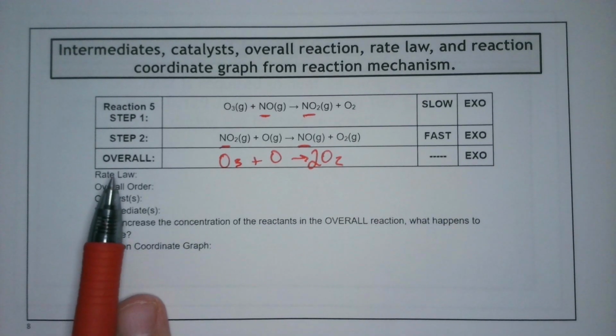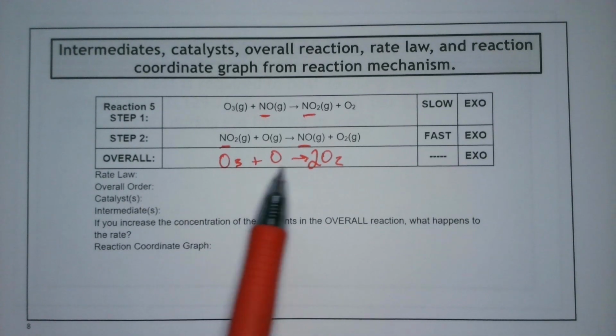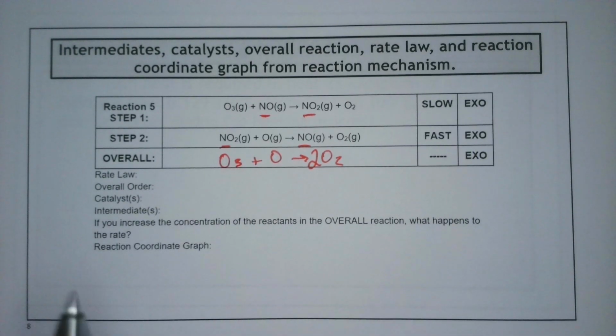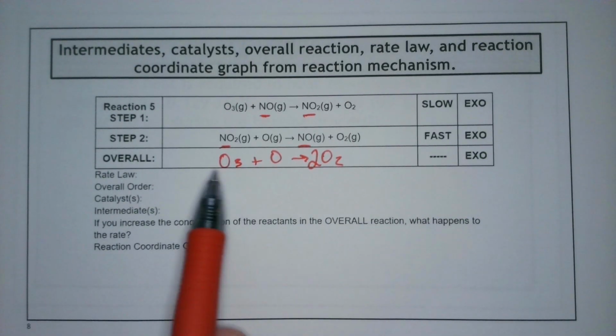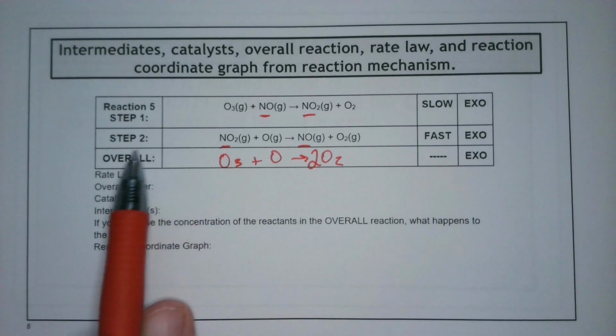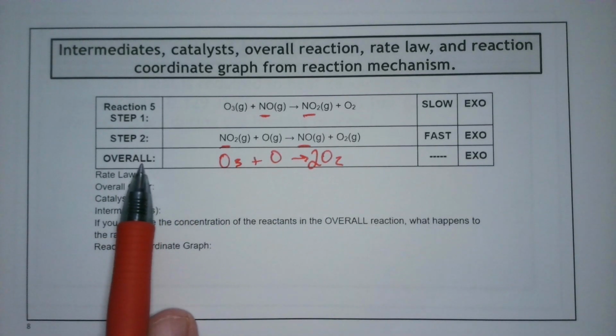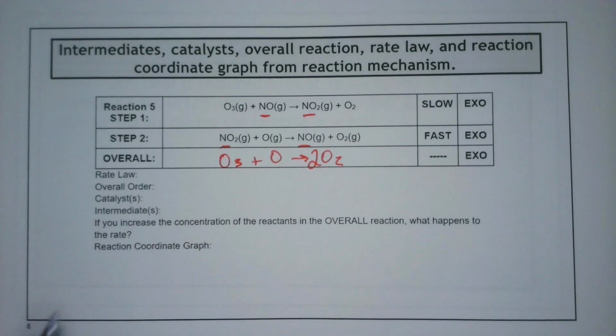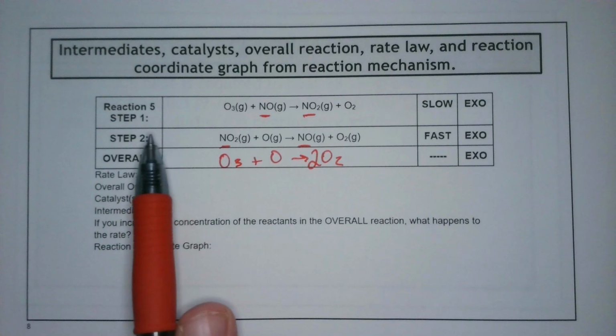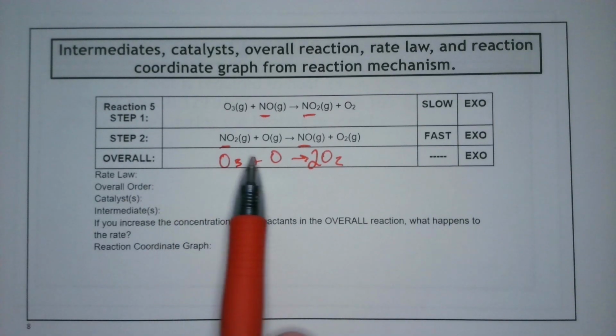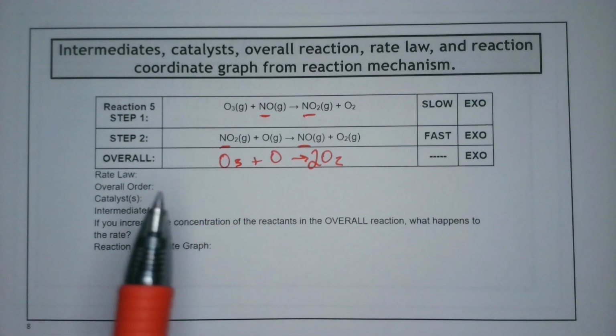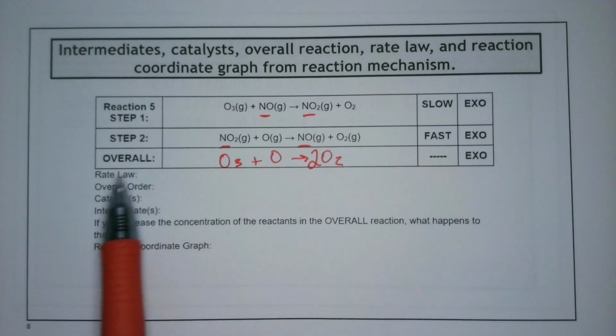Next thing we're going to do is write the rate law. Most common mistake is, okay, well, I have my overall reaction. Let's write the rate law from it. You cannot write the rate law from this overall reaction because it is not elementary. This happens in 2 steps. Elementary reactions happen in only a single step. So each individual step is elementary, but the overall is not. But it's really easy as long as you remember not to use the overall to write the rate law.